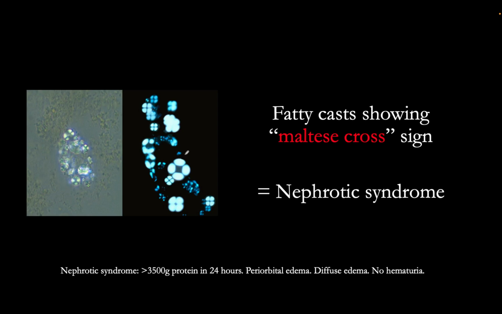This is one of those where you either know it or you don't. And so if you see these Maltese cross signs, you can Google that if you don't know what that is. What these are made of is lipids. And so when you think about normal physiology, lipids can't get into the kidney, right? We don't just pee fat out all the time, unless you have something called nephrotic syndrome.